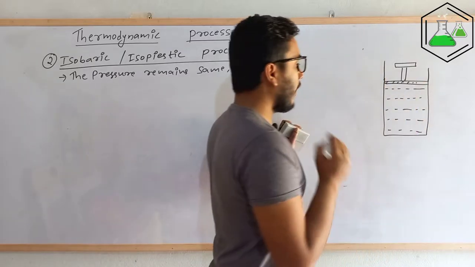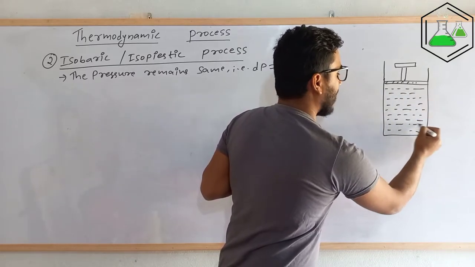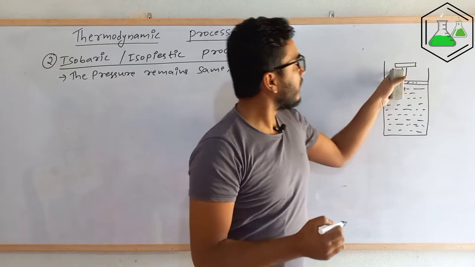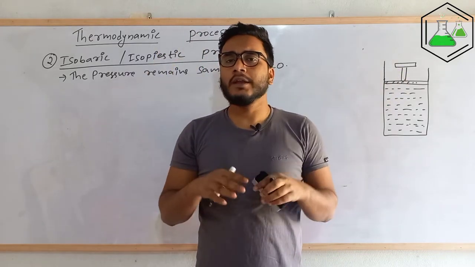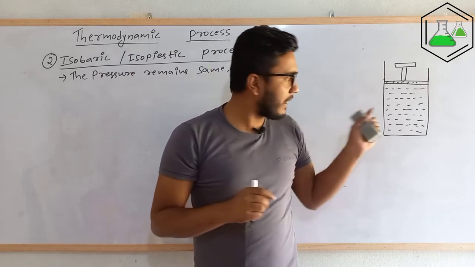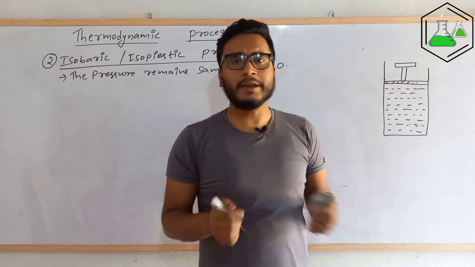This can move up and down easily. Now, in this process, the pressure remains constant. So, this piston sometimes moves up, sometimes moves down in order to maintain the pressure. That depends on the change in volume of the system. Got confused? Let me clear that.